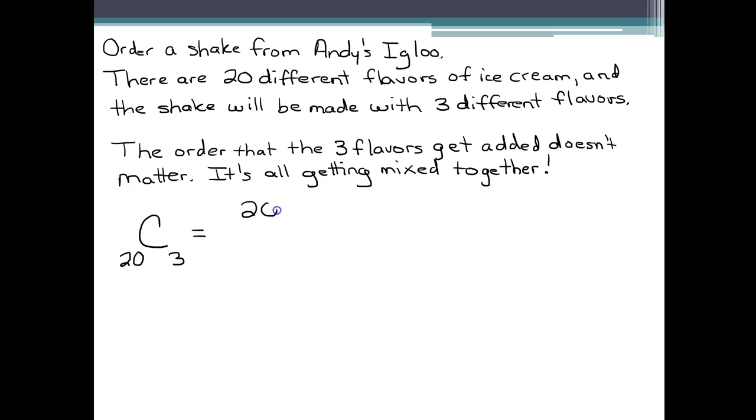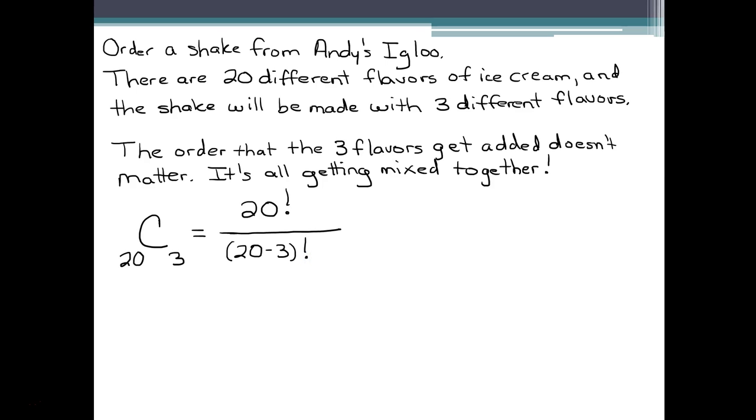So 20 factorial would tell you how many ways you can line up all 20 flavors of ice cream. Like if you were doing a display at Andy's Igloo and want to see how to line up the different ice creams, 20 factorial will tell you how many ways you can do that. But then you got to divide by 20 minus 3 factorial if you want to see how many permutations are possible when you choose 3 of the flavors.